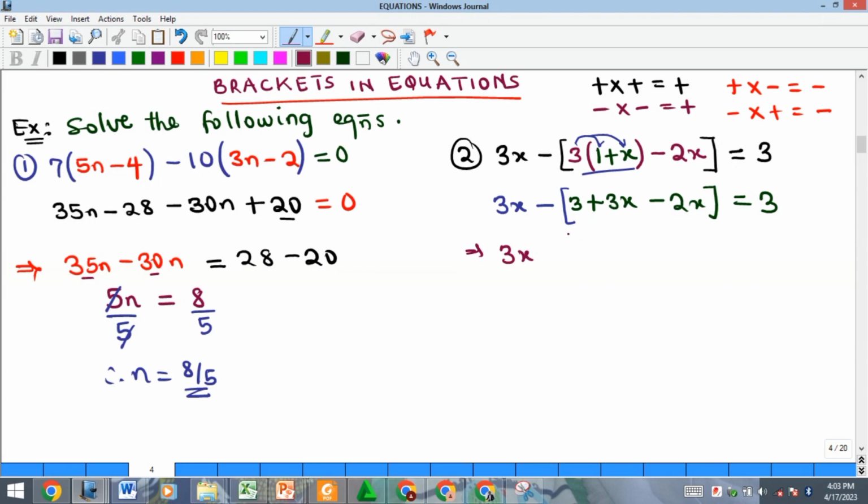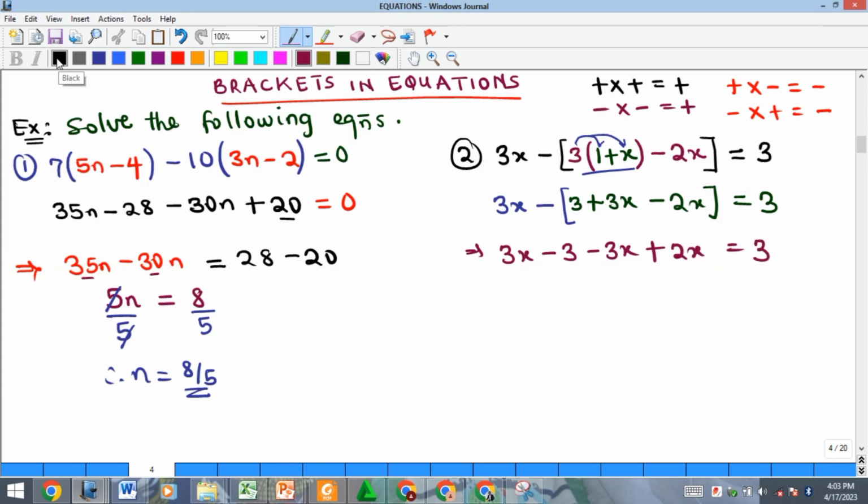So the next thing is now to open up this bracket, and when you're doing that, the minus sign outside here will multiply everything inside. And so minus times 3 will be minus 3, times 3x will be minus 3x, minus multiplying minus 2 will give us plus. Remember, minus times minus is plus. And so everything is equal to 3.